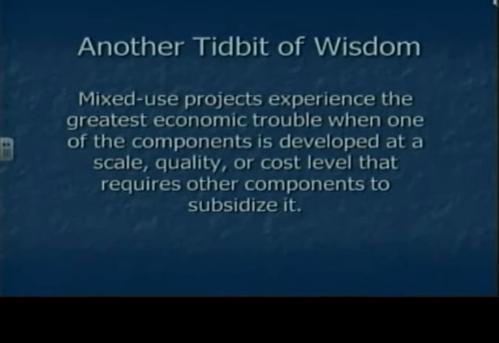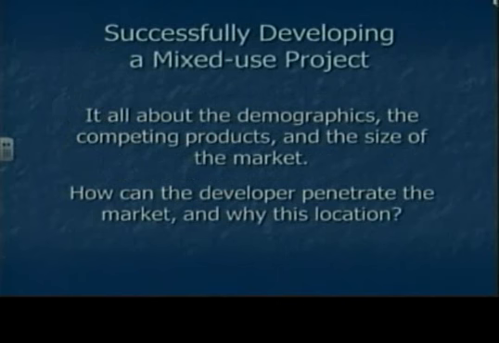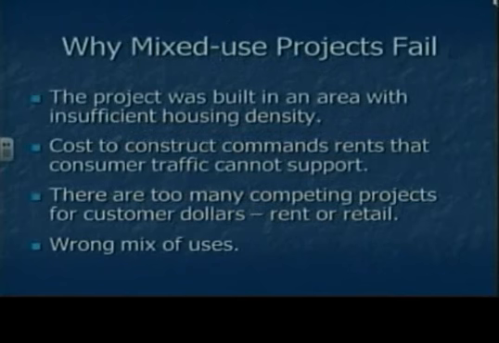And the problem that you run into is so often government will tell the developer, you have to have a hotel component when there's no reason to have a hotel component. So they build a hotel component that fails miserably, and consequently all the other components have to try to support it. It's all about the demographics, competing product, the size of the market. How can the developer penetrate a particular market, and why this location?